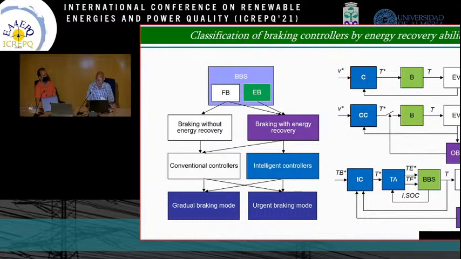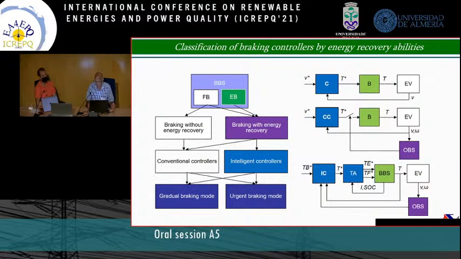So the topic is targeted at controllers and methods of control, especially intelligent control, which is universal enough to provide different methods of control. The first system is very simple. In the upper right part, we have the controller, braking system, and electrical vehicle. We set the required speed and control the real speed, find the required torque, and provide braking as we want.